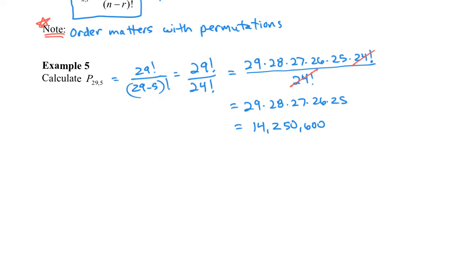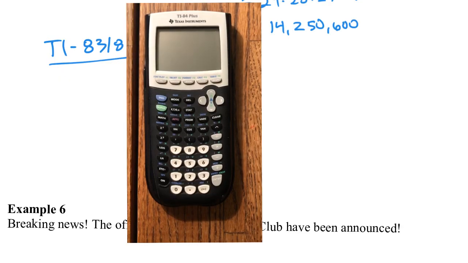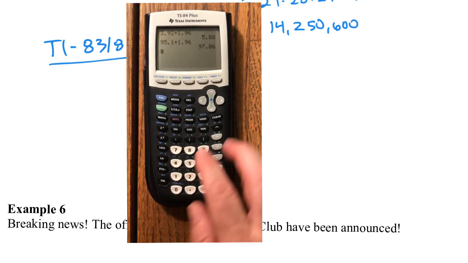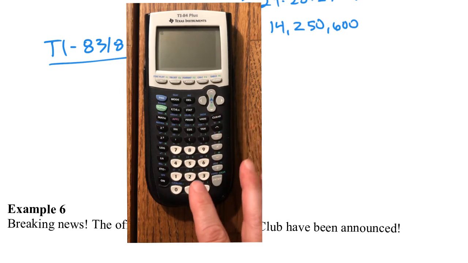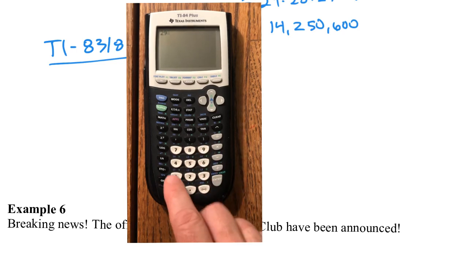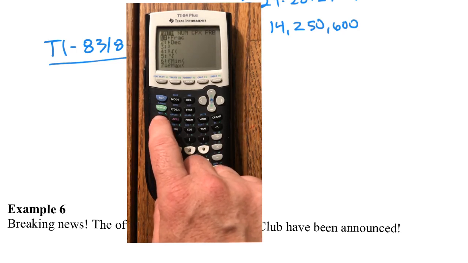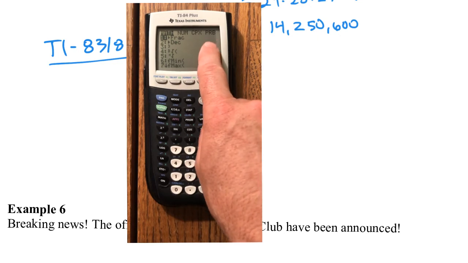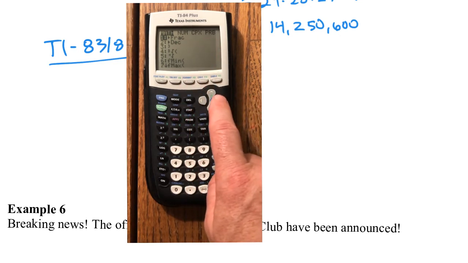Okay, so now let's look at the way that people usually do these today, like on the TI-83 or 84. If we want to calculate the permutation of 29 items taken 5 at a time, we go to the calculator and first hit the 29. Then we go over to the math menu, and then we need to go to probability, and you can hit the right arrow or you can use left.